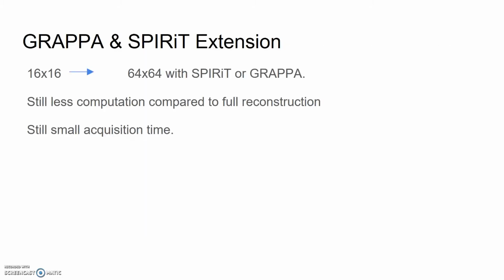This smart technique is called GRAPPA, or SPIRIT extension. In this technique, we only acquire 16 by 16 calibration data, and we use expensive and accurate algorithms to expand this data for coil sensitivity estimation. Later, this sensitivity estimation will be used for compression and dimension reduction. Therefore, it will take less reconstruction time compared to the full reconstruction.